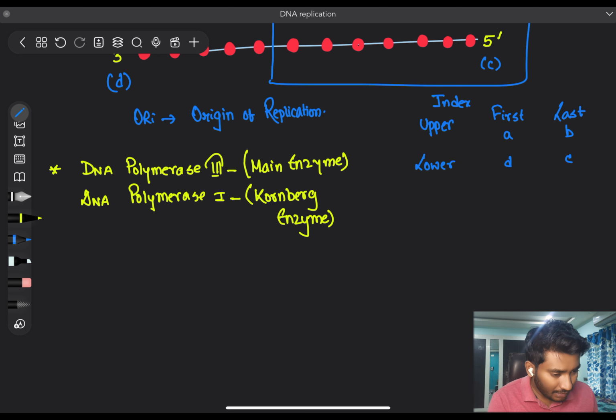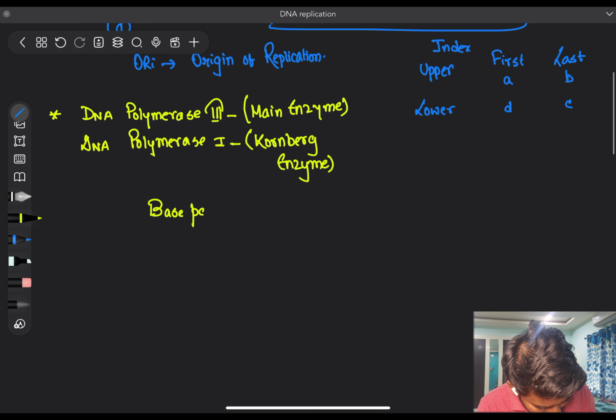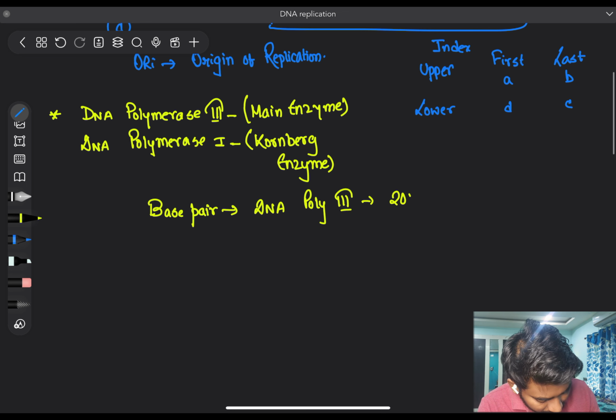Now, what is the base pair per second of DNA polymerase 3? It is 2000 base pairs per second. This question comes in the medical exams, and these questions are generally overlooked by the candidates. So DNA polymerase 3 works at 2000 base pairs per second.